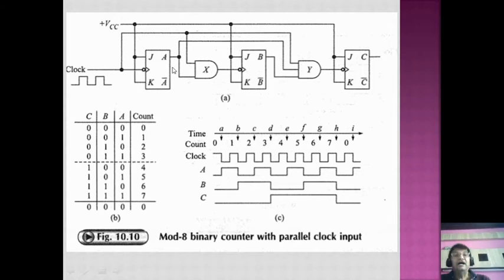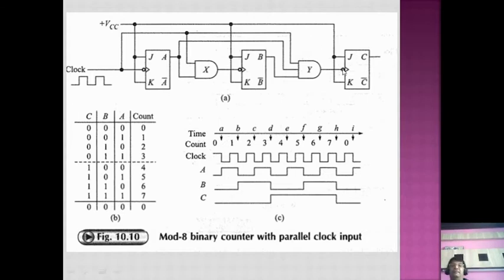So whenever the output of A is high, the clock pulse can pass through the AND gate X and trigger flip-flop B, and flip-flop B will be toggled after one propagation delay time. The same thing will happen to flip-flop C also.